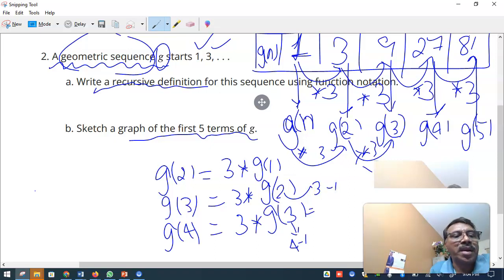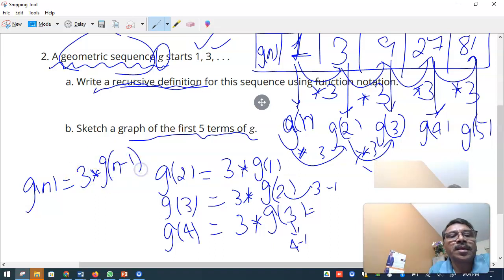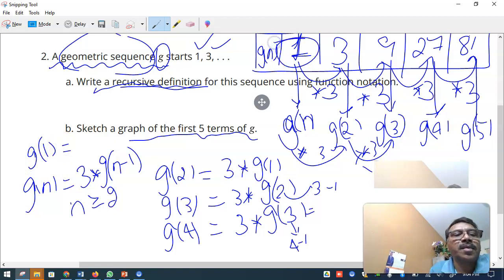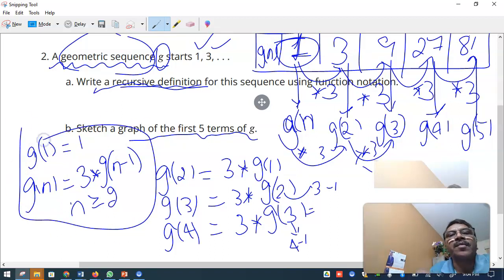And that's why we say, okay, the recursive definition is any term is 3 times the previous one, G of n minus 1. And that's it. And this is for n greater than or equal to 2. But the only thing you have to write down is what the first one is, it clearly says it is 1. And this is the recursive definition.